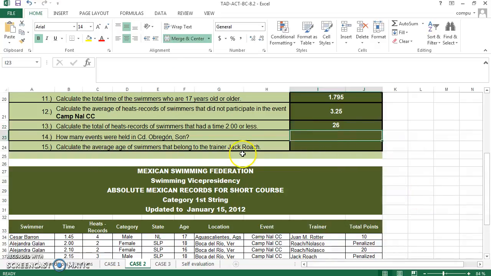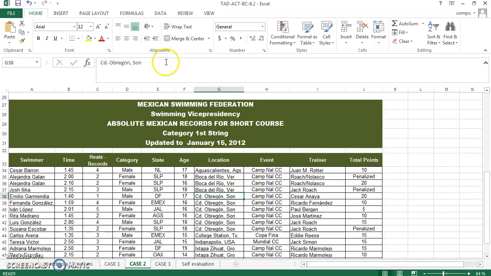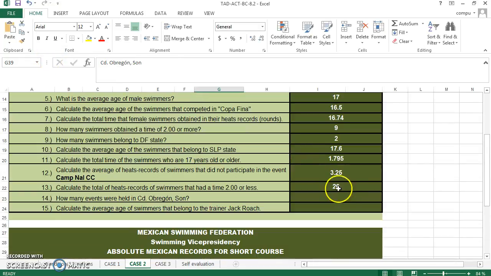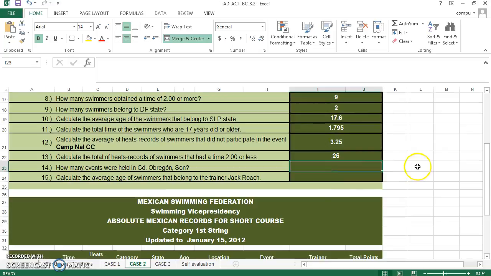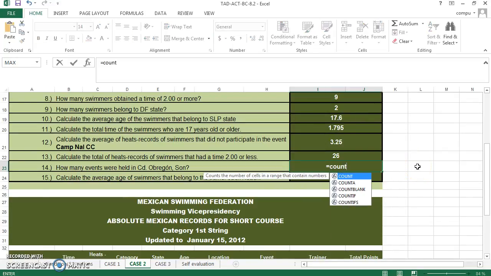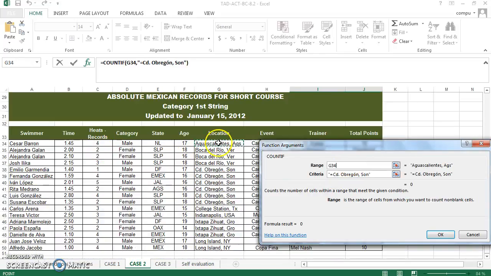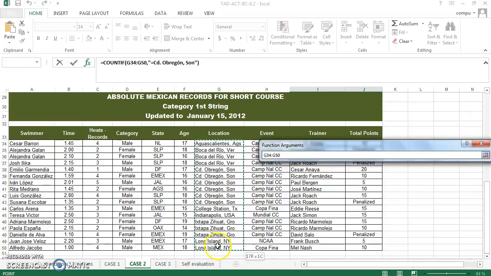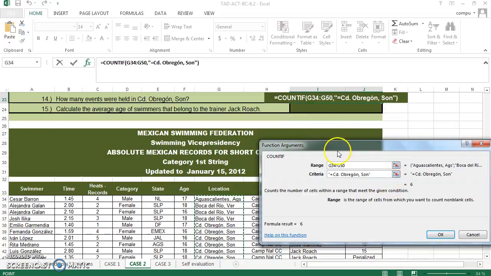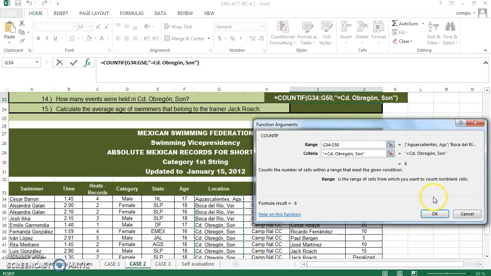How many events were held in Ciudad Obregón, Sonora? I'm gonna copy paste the text because we have accents here, I might have a mistake while typing, so equals to COUNTIF, and my criteria is equal to Ciudad Obregón, and the location is column G. So the answer is 6.